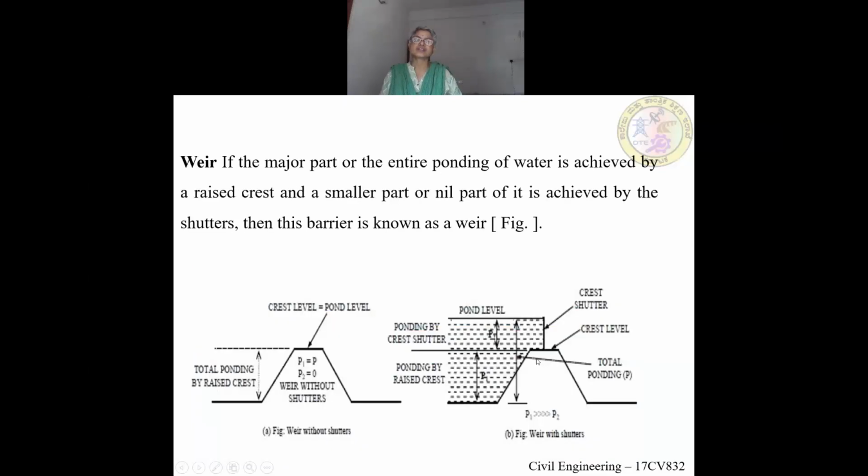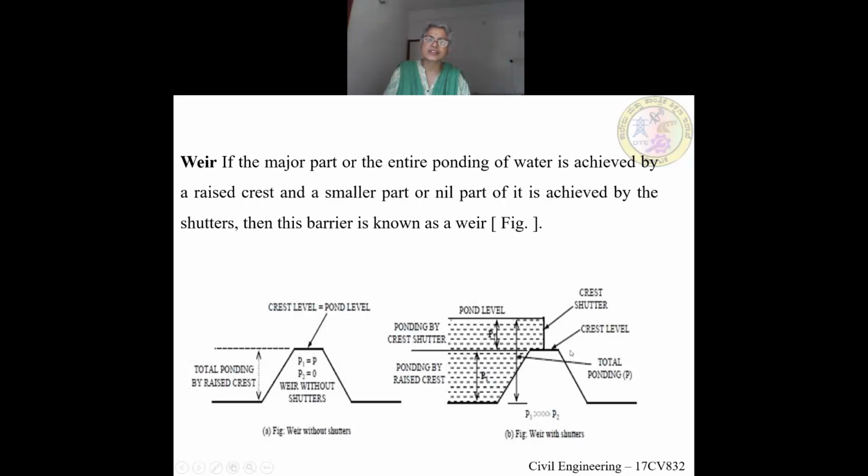This is a weir. So you can see that in the weir, this is the crest level. The top of the weir is called the crest level, and the water on the upstream side is stored up to the crest level. There is no water above the crest level.